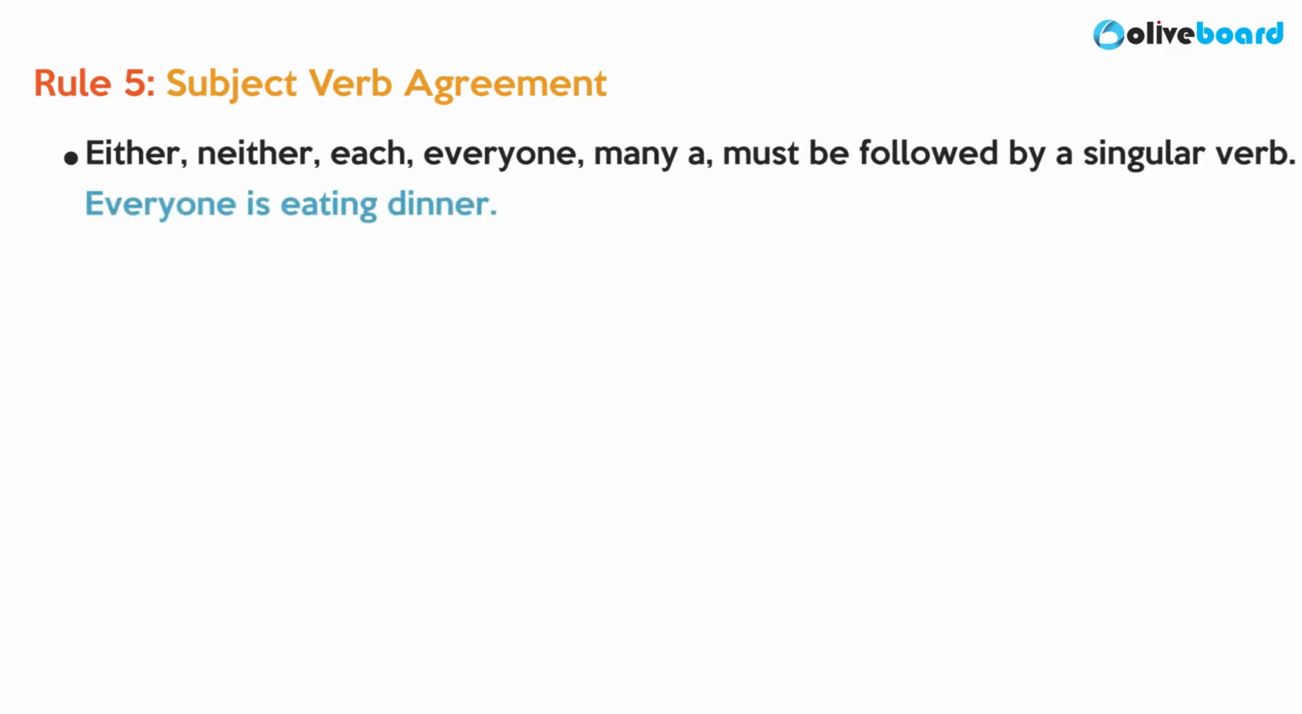For example, everyone is eating dinner. Many a time has he fallen from the stairs. So as we can see, in both these examples, the verb used was in its singular form. Everyone was followed by is eating and many a time was followed by has.